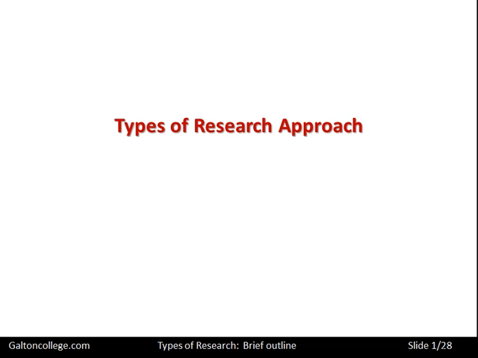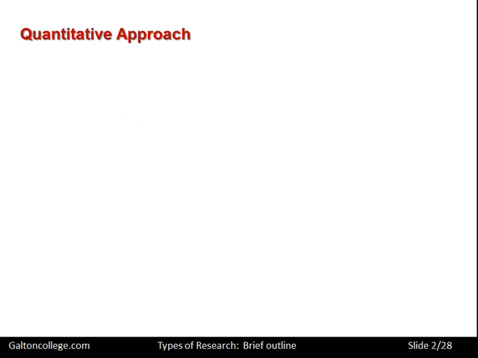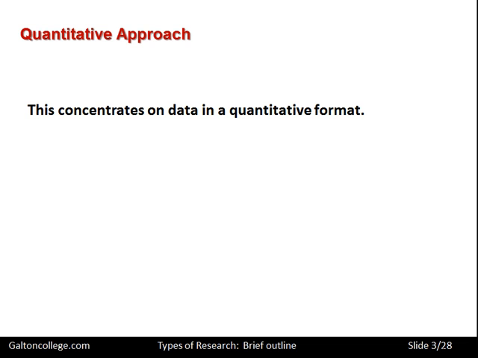In this class we're going to look at types of research. Let's start with looking at quantitative research and the quantitative approach to research. So it looks at data in a quantitative format. It looks at essentially numbers. It looks at percentages, it looks at quantities.